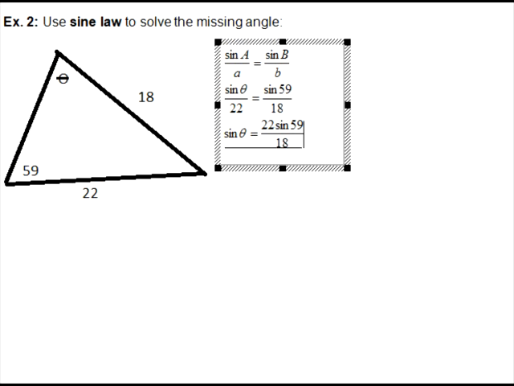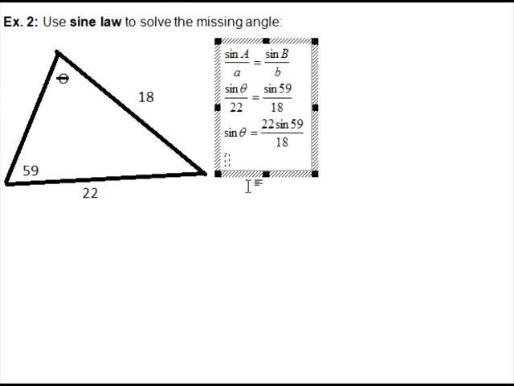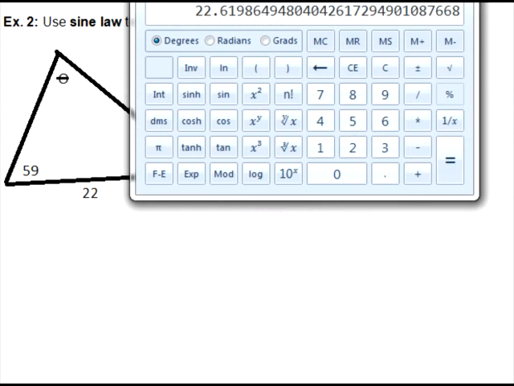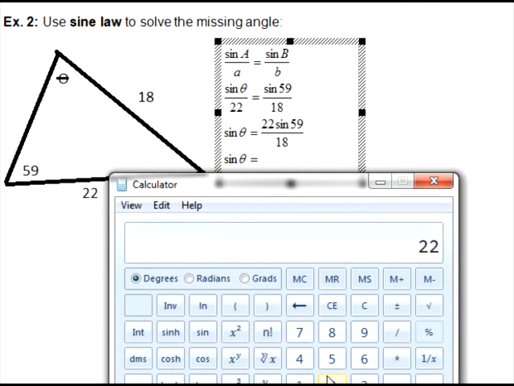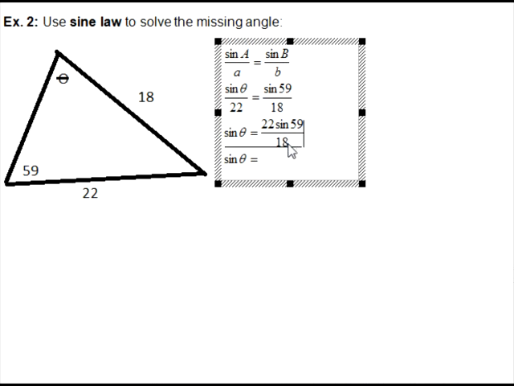Now, if you want to change that to a decimal, you might want to. You don't have to. Your calculators are powerful enough to do it. But I'm going to do a decimal here. I'm going to do 22 times sine 59 divided by 18. Okay, I'm unable to. I should have picked a better example that worked.